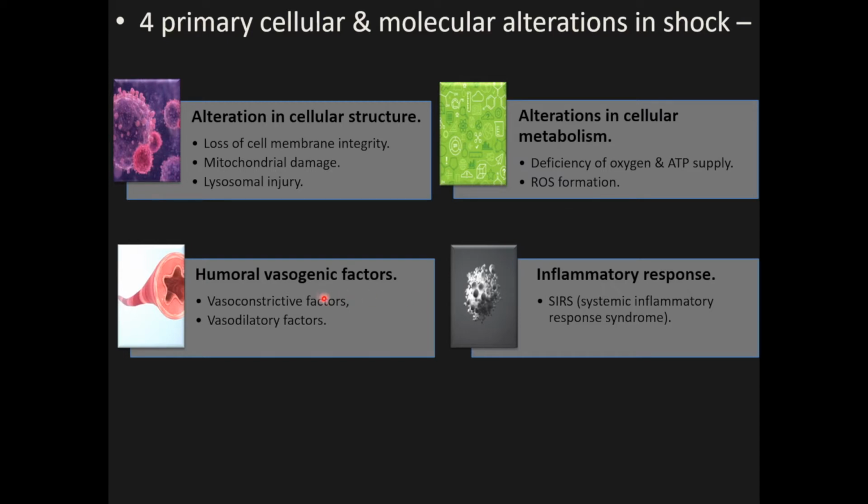The vasogenic factors that contribute to the pathogenesis of shock include several vasoconstrictive and vasodilatory factors, and inflammation mainly consists of systemic inflammatory response syndrome, or SIRS. It's a widespread activation of inflammatory responses or reactions in the body.